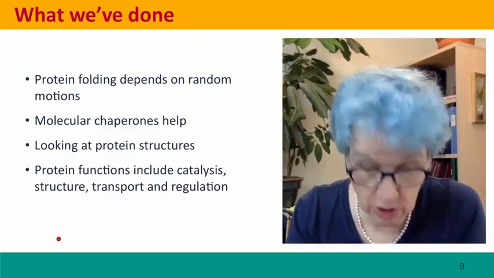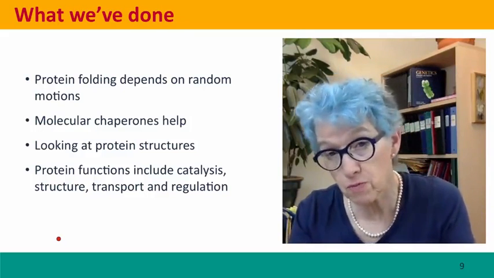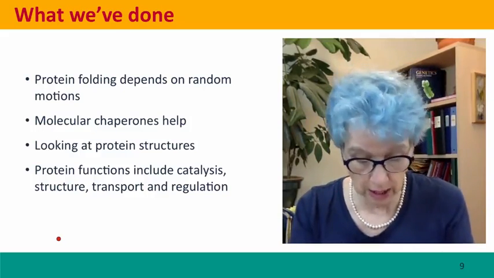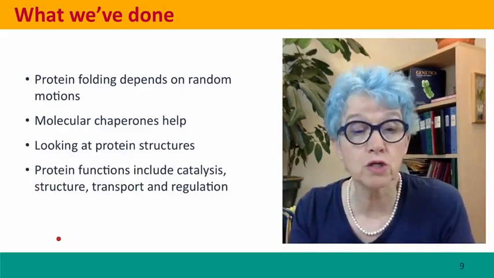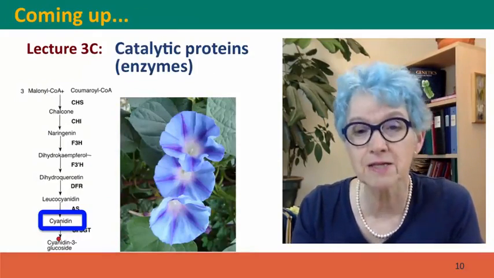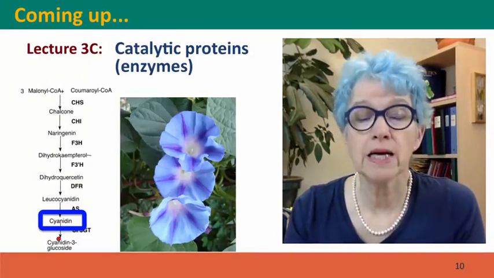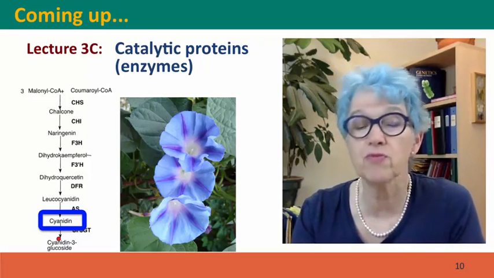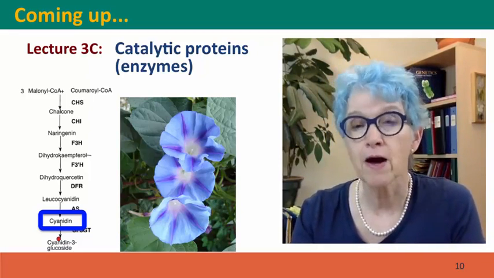We looked at some protein structures, different levels of protein structure, and we talked briefly about the different kinds of protein functions, which we're going to talk about in detail in the next lectures. Coming up next, we're going to talk about catalytic proteins, about enzymes, and how to think about their effects on phenotype. I hope to see you there.